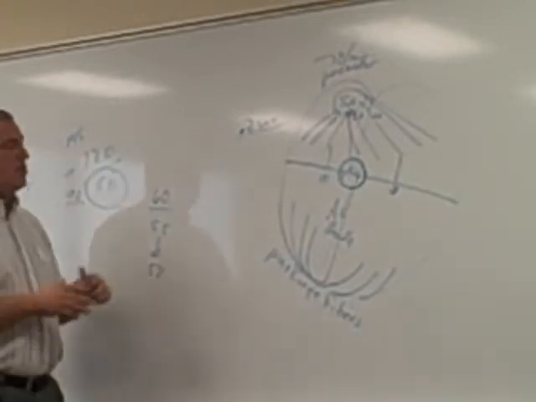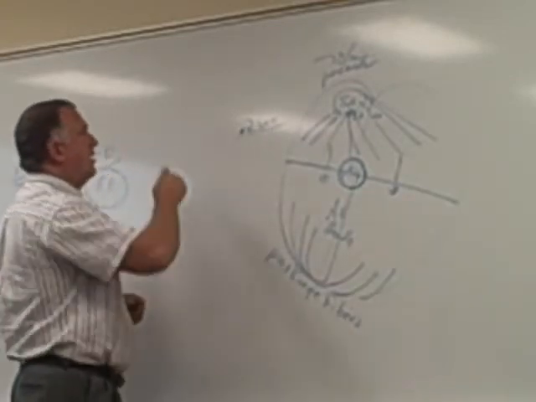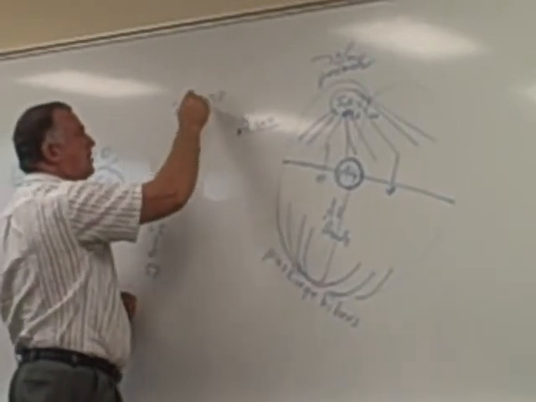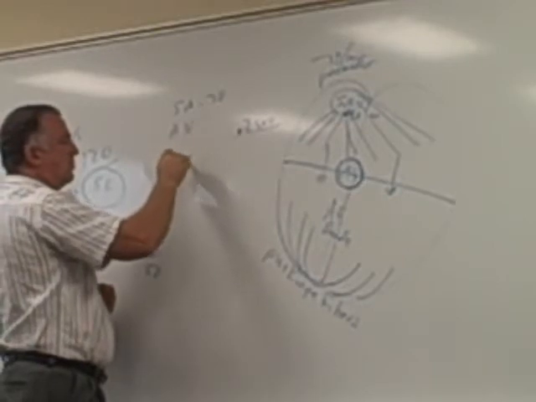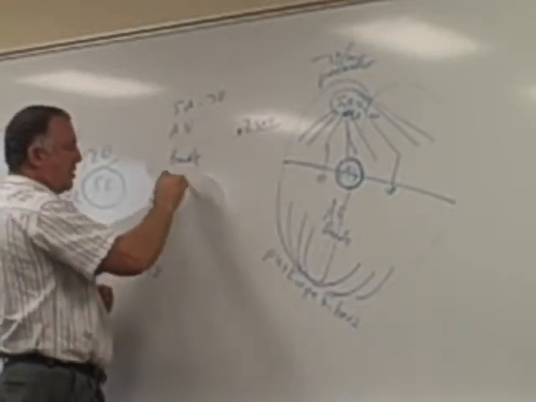So if we go back over here and look at this, here we have the SA node at 70 beats a minute. Then we have the AV, then we have the bundle, and then we have the fibers, or Purkinje fibers.